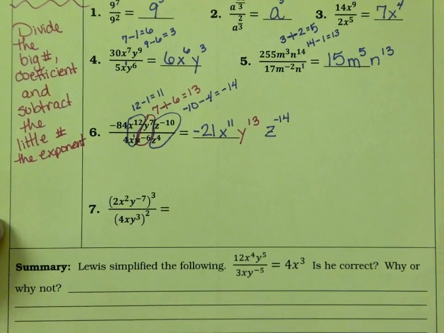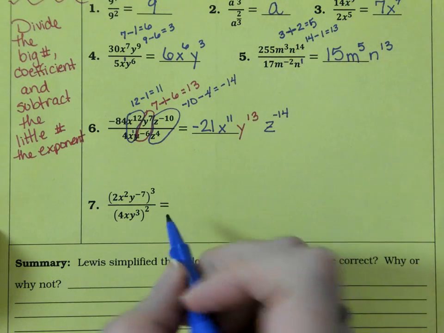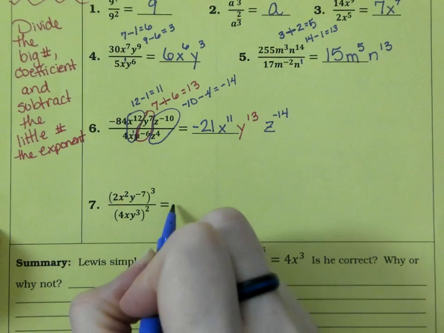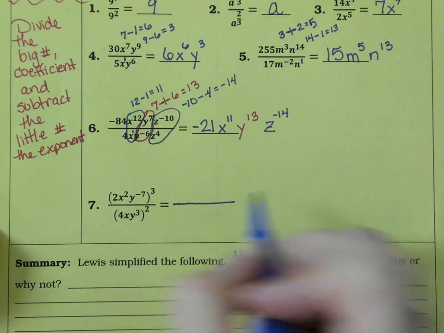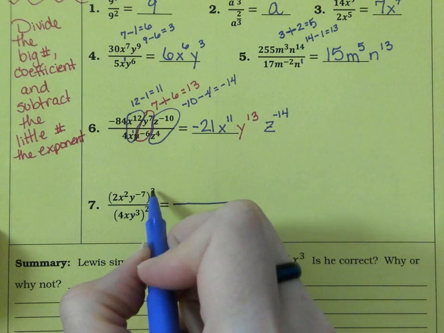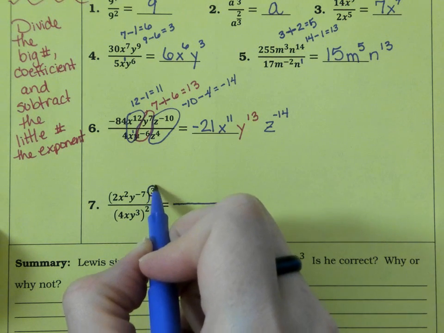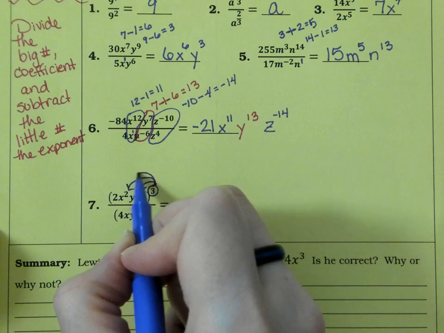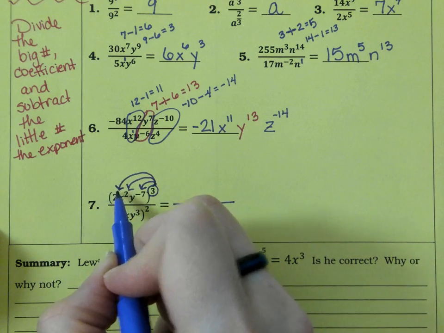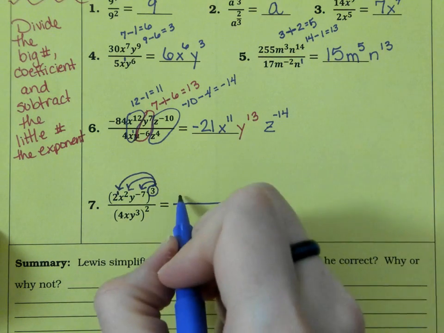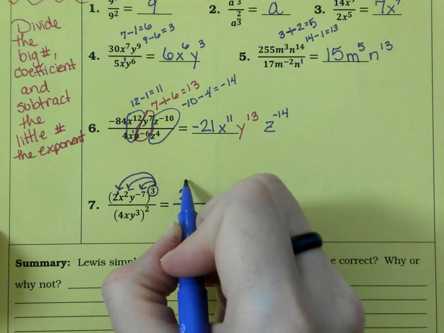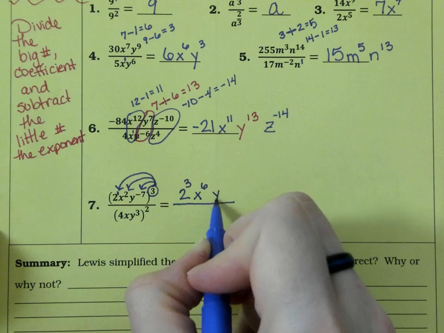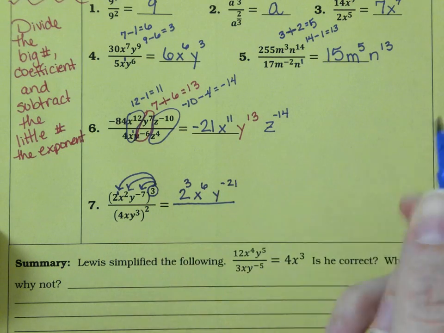All right, and then the very last one combines yesterday's lesson. So before I can divide anything, I need to figure out what's really on top. So remember, if I have an exponent on the outside, it gets multiplied by all of the exponents on the inside, including the invisible 1. So this really is 2 cubed x to the 6, y to the negative 21.